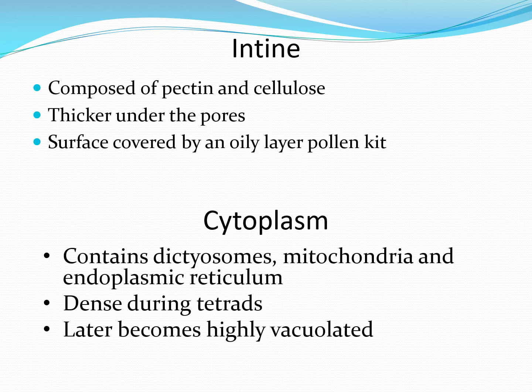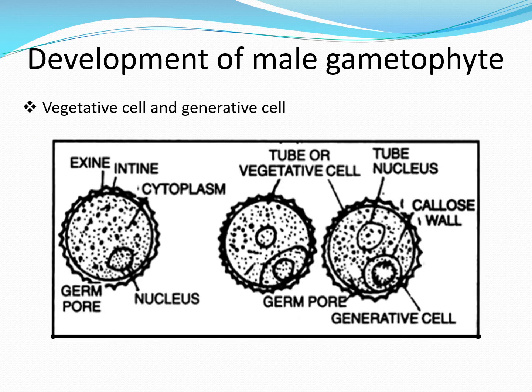The cytoplasm of the pollen grain contains dictyosomes, mitochondria, ER, and soon after the release from the tetrad, pollen grains undergo enlargement and become highly vacuolated. This is the picture showing the first stage of the development of male gametophyte.